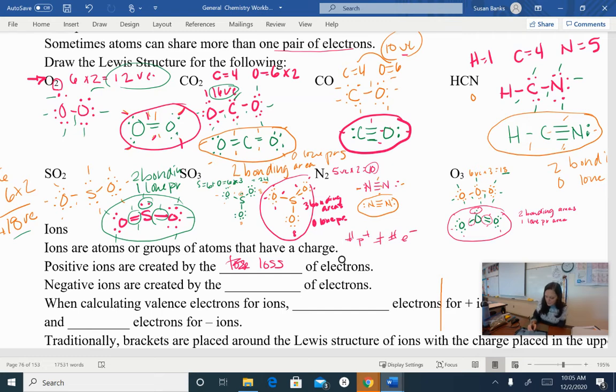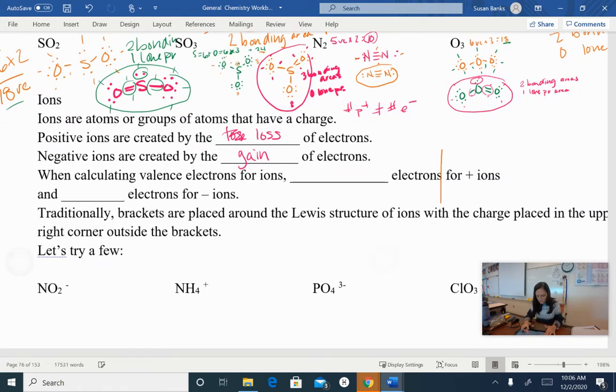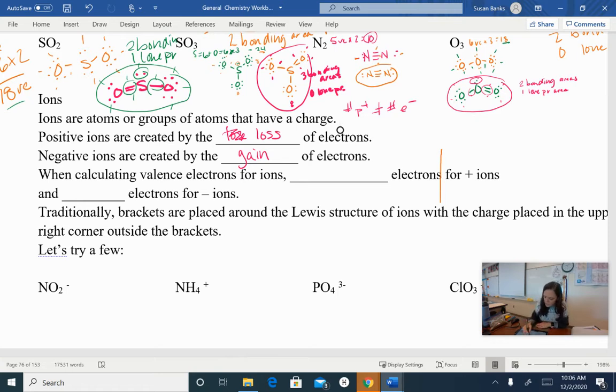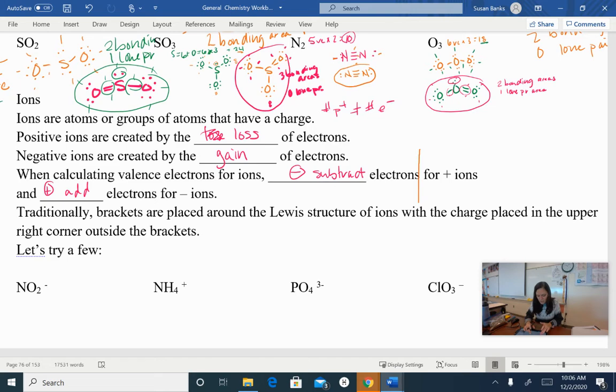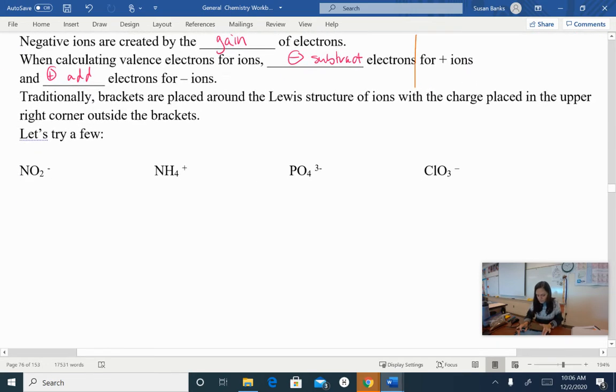Negative ions are created by the gain of electrons. So if I have extra electrons, I get a negative charge, okay? When calculating valence electrons for ions, we subtract electrons for positive ions, and we add electrons for the negative ions. Now, we add the number that the charge indicates, okay? Traditionally, brackets are placed around Lewis structures for ions with a charge placed in the upper right-hand corner outside the brackets. So we're going to try a few, okay?